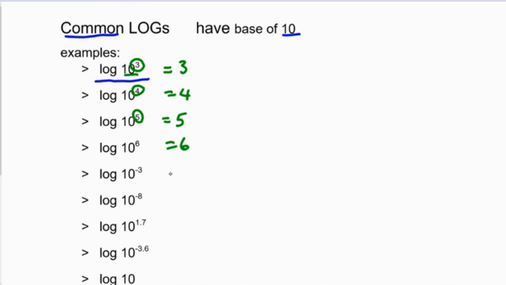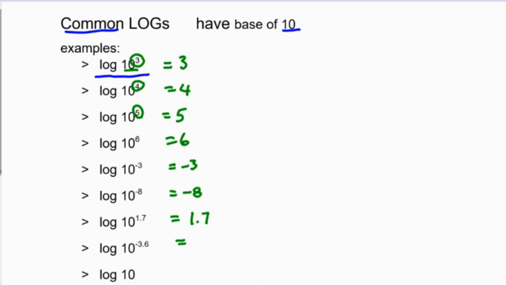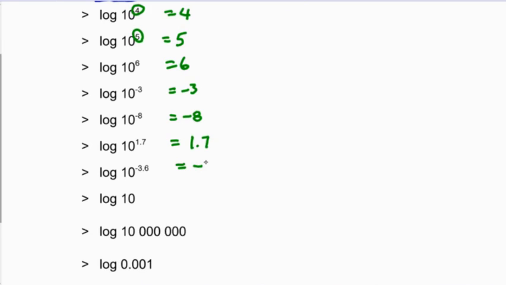So I'm just going through some real easy ones here. You don't need to go converting these into decimals and all that kind of stuff. 10 to the power of 1.7. I don't know what 10 to the 1.7 is, but I know that the logarithm of 10 to the 1.7 is simply 1.7. Like, how easy is this? Okay, 10 to the power of negative 3.6, don't know, but the log of it is negative 3.6.